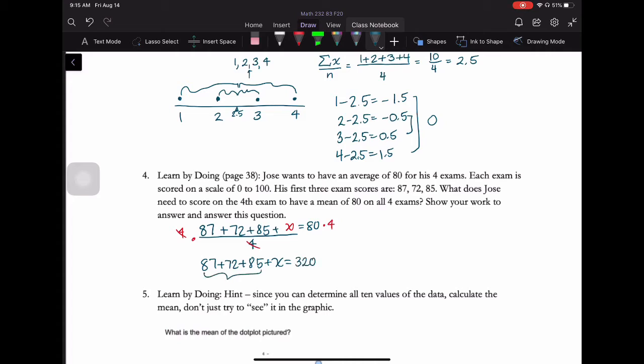And then I'm going to add these 3 values together. Adding those together, we get 244. 244 plus that x is equal to 320. And again, we're solving for x, so we're going to undo this addition by subtracting. And we're going to get that x equals 76. That means that Jose needs to score 76 on this exam to get an average of 80.